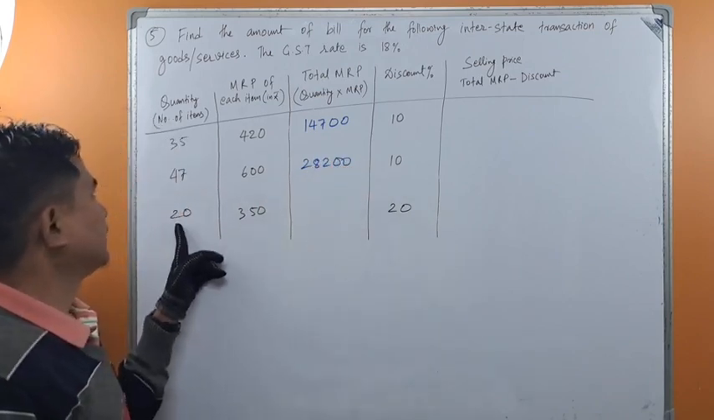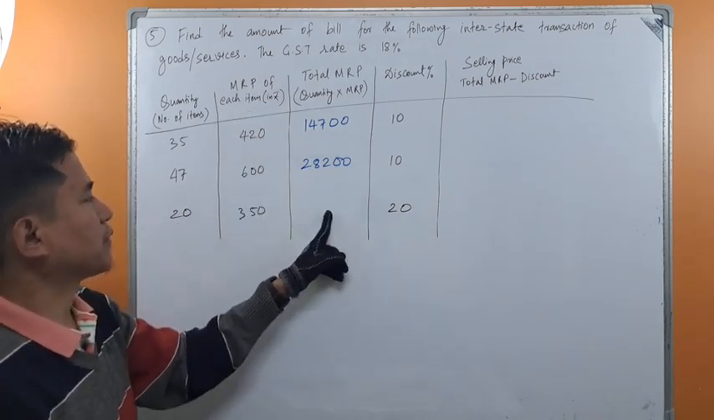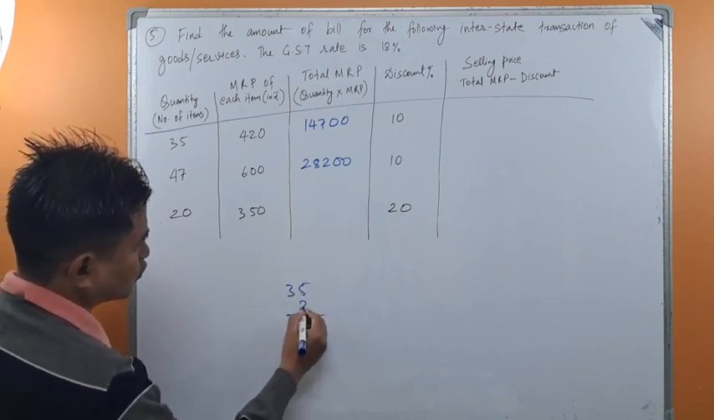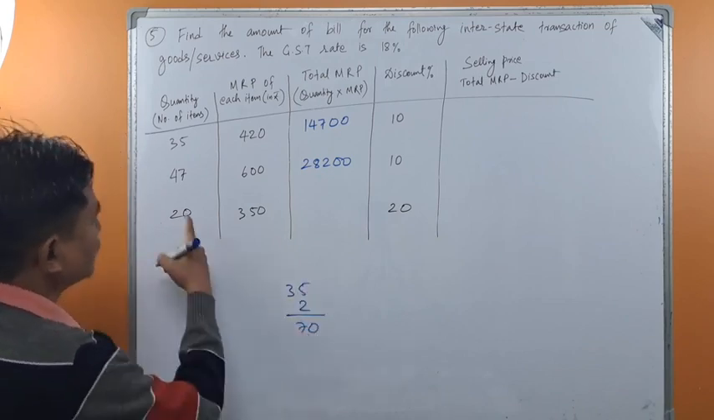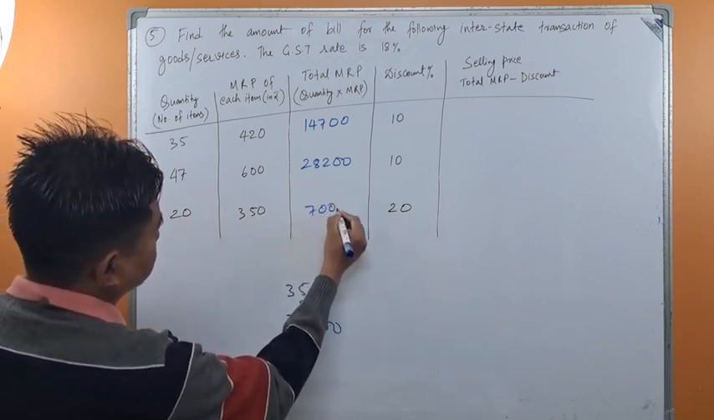Number of items is 20 and MRP of each item is 350, isn't it? So total MRP is 350 into 20. 2 into 35 is 70. 2 zeros we will write here, 7,000, isn't it?